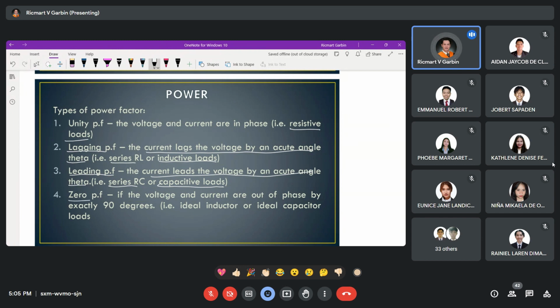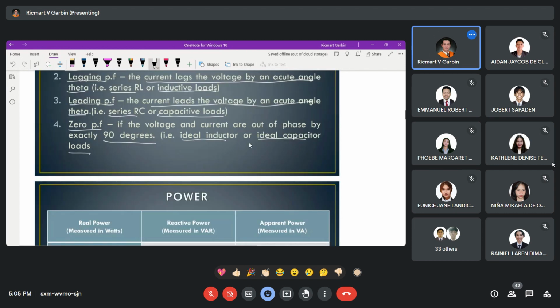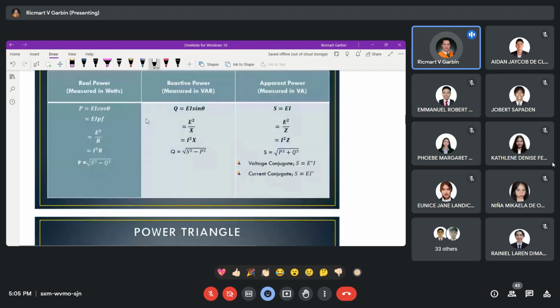And kapag zero power factor, if the voltage and current are out of phase by exactly 90 degrees, so ideal inductor and ideal capacitor, pero wala naman tayong ideal, so wala tayong zero. Okay. So ito daw yung ating mga formula to find the power.